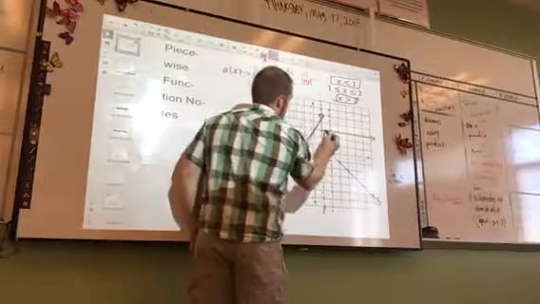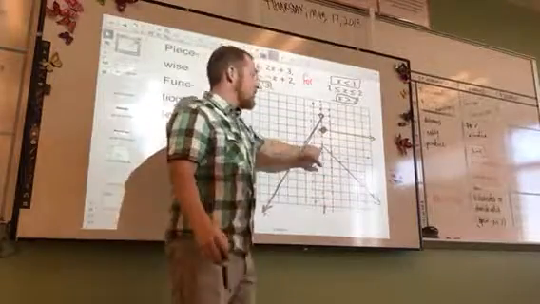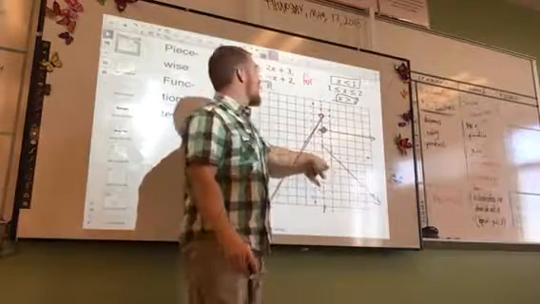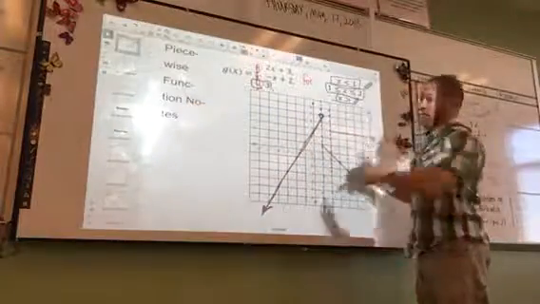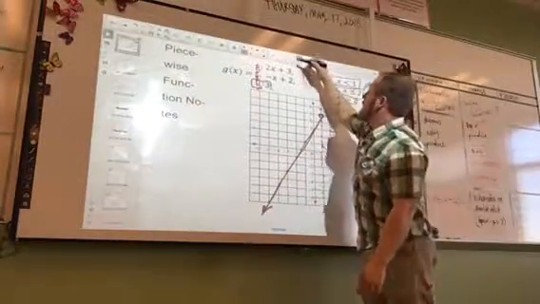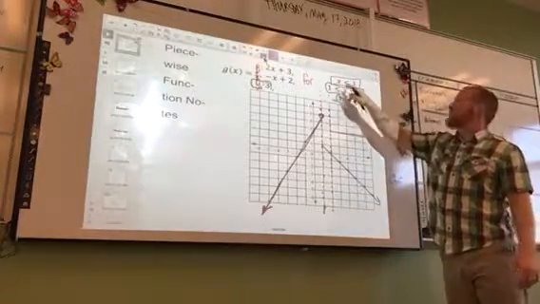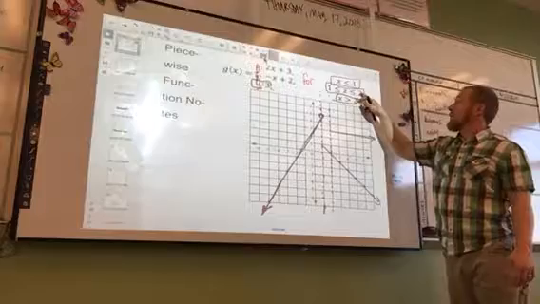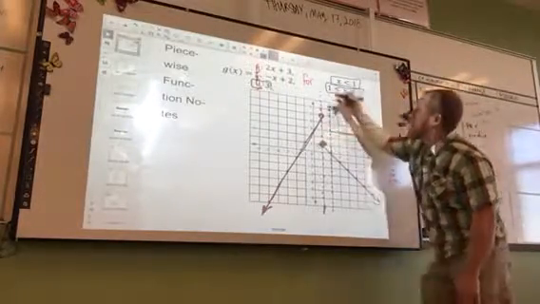So, no green allowed here. And no blue allowed outside of here. Hopefully I'm not blocking this video the whole time. This is the blue function. It says the blue function only occurs between 1 and 2. And it's equals 1. So I actually put a solid dot here. Put a dot.